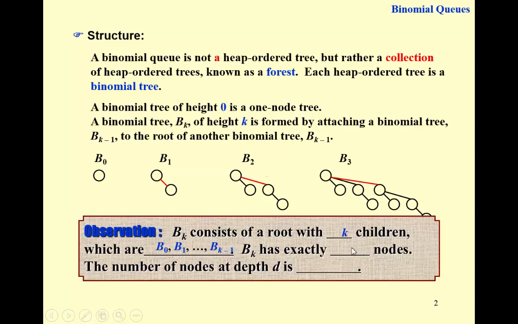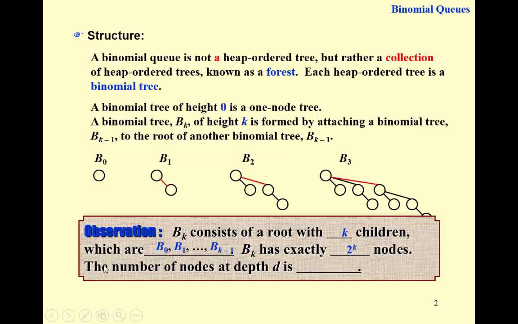How many? So how is b sub k formed? By merging two trees of the same size into one tree, right? So every time as k increases, the size will double. So we start from 2 to the power 0, which is 1. Next time we're going to get 2 nodes, and then 4 nodes, and then 8 nodes. So b sub k has exactly 2 to the power k nodes.